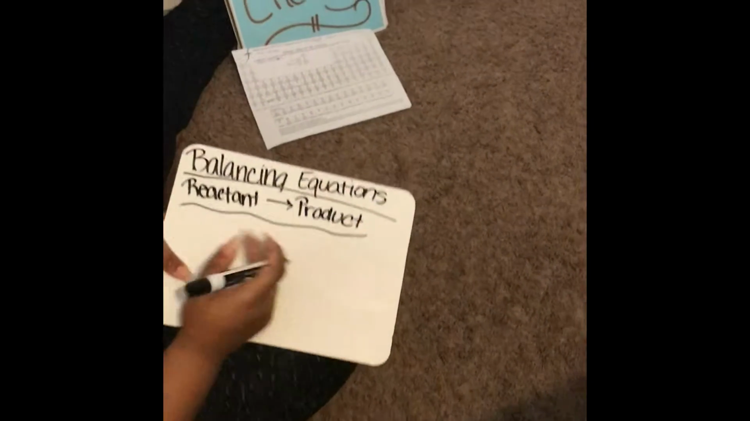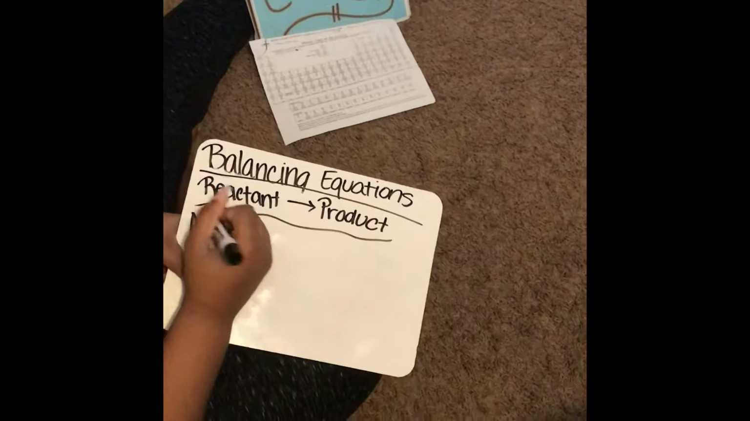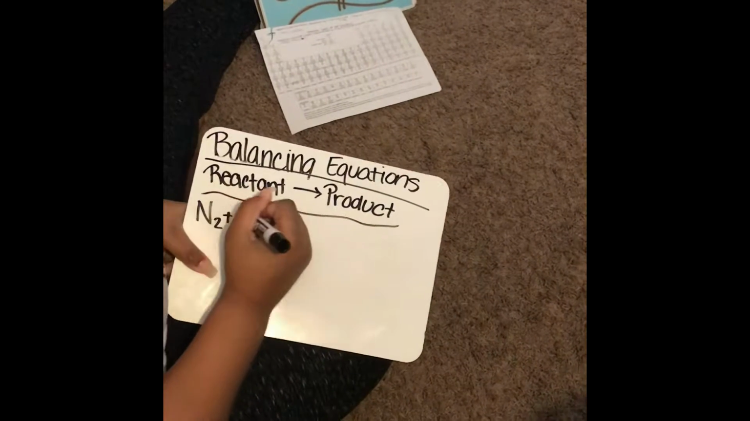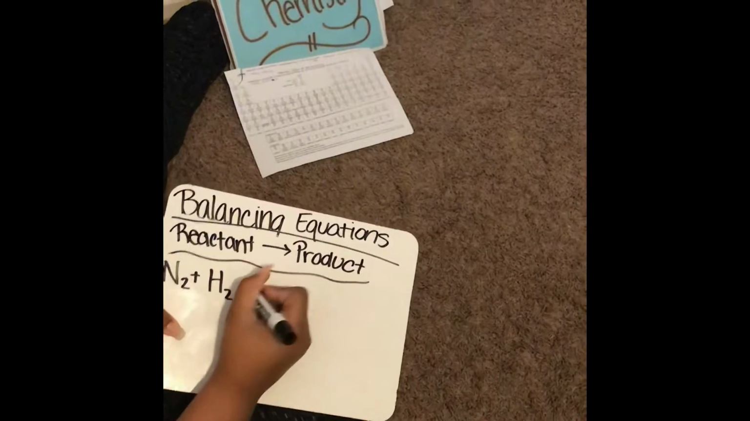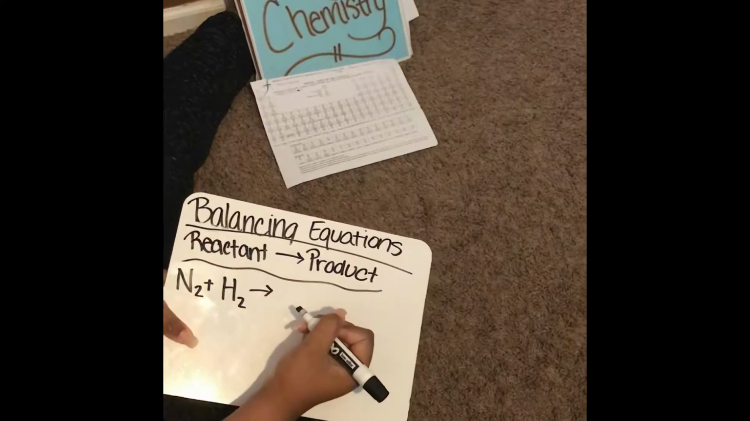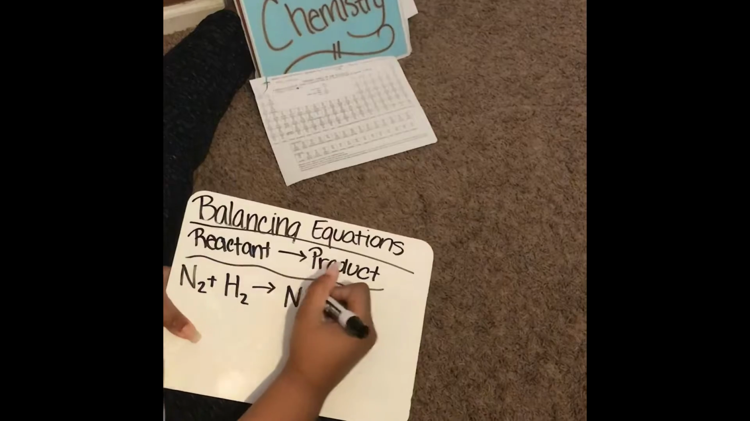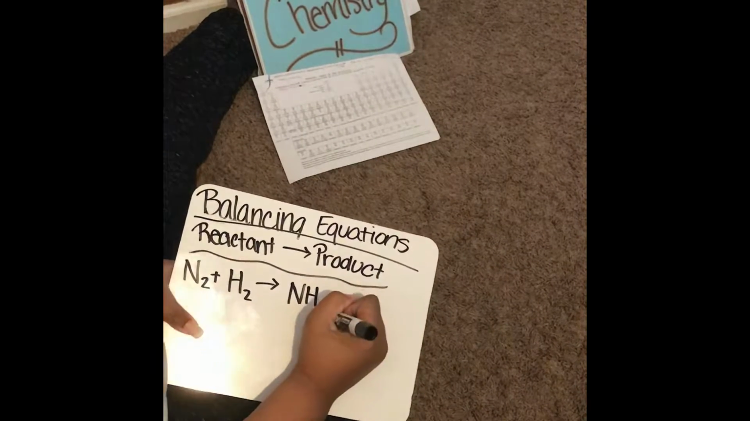Okay, so your first problem is going to be N2 plus H2 yields NH3.